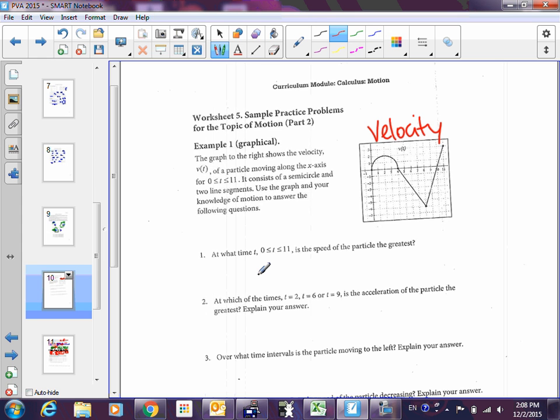Speed is just, since we're given velocity, all you need to know is speed is the absolute value of velocity. Because we don't need to look at the derivative to do that, since we're given the velocity.